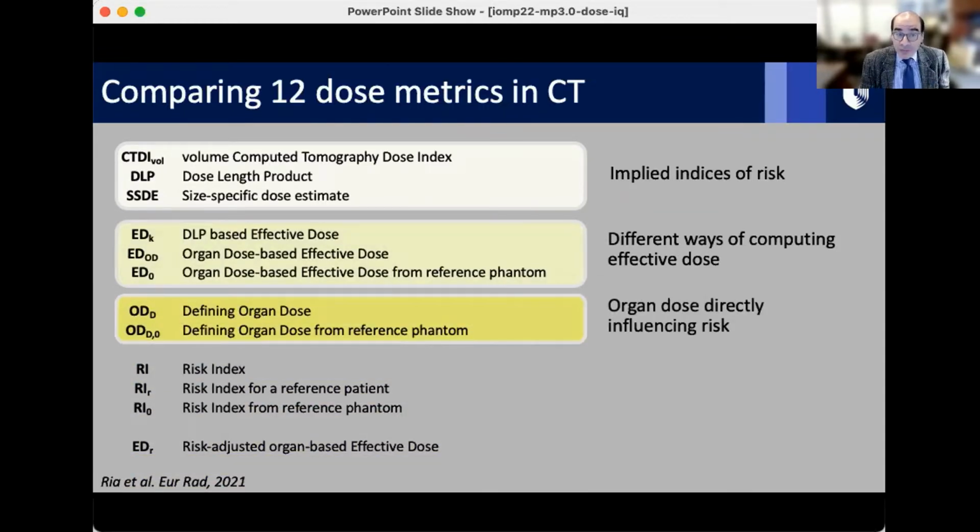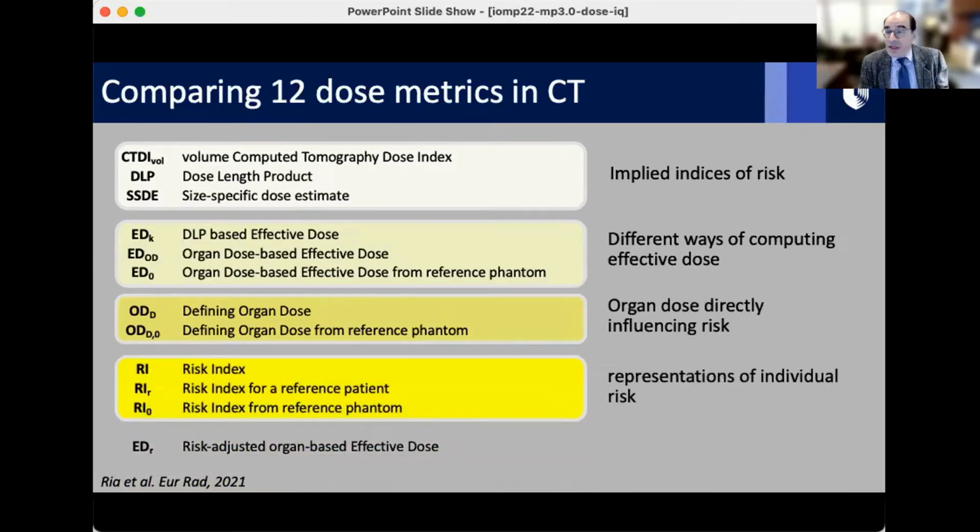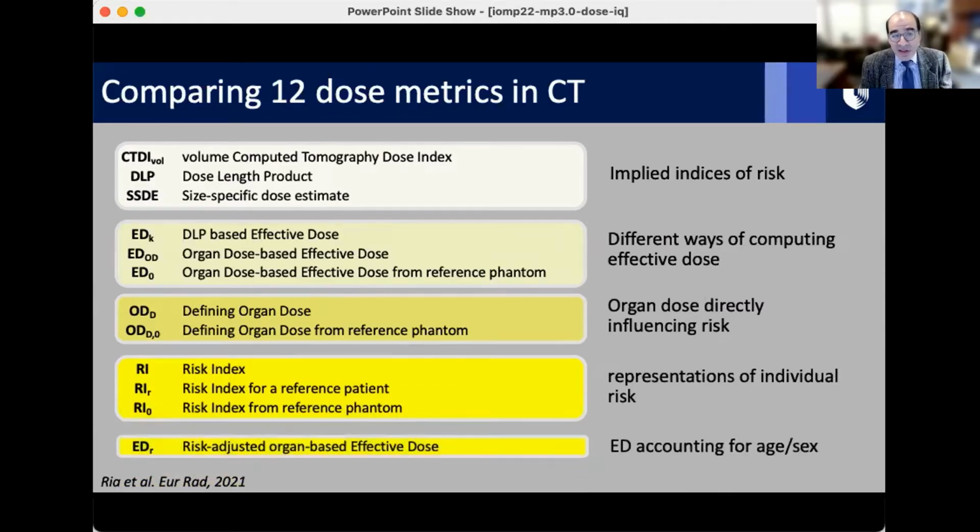You can also define one single organ, you can call it defining organ dose, and make that your metric of dose. For example, for fluoroscopy, we use fluoroscopy skin dose, or for mammography, we use glandular dose as your primary metric of dose. We can convert it to risk indices, which we have done, other people have done, or you can use a new metric that we have been advocating for, relative or risk-adjusted organ-based effective dose, which essentially gets the organ dose and adjusts it based on the risk that is involved.